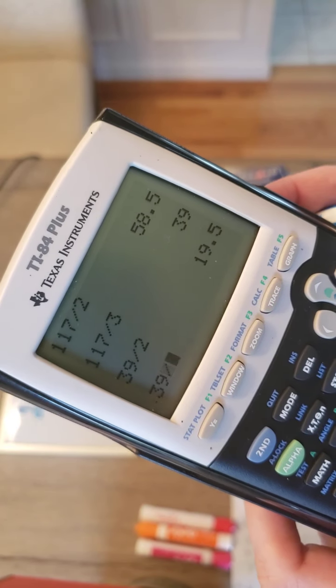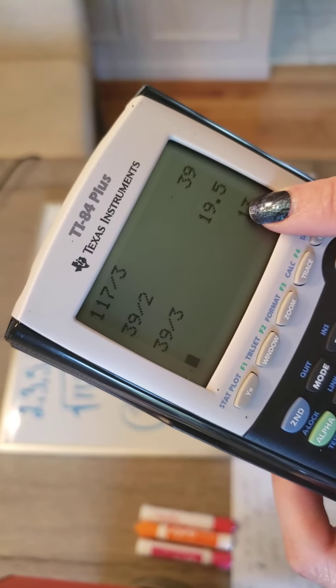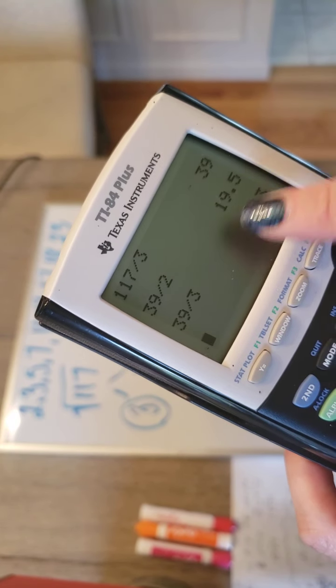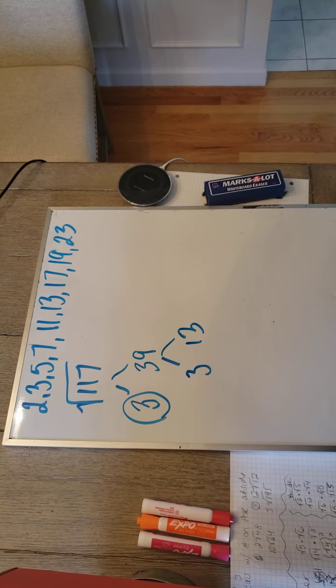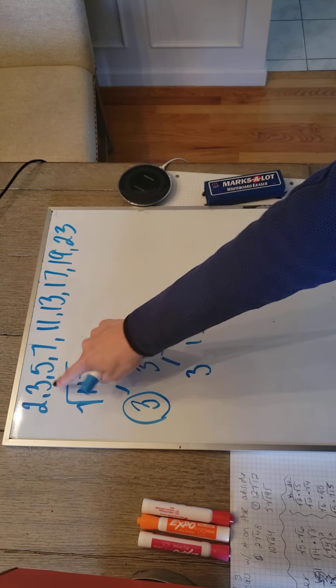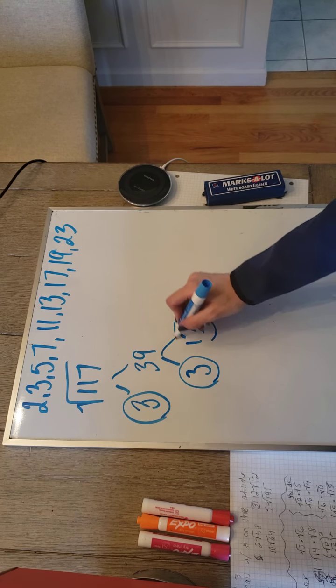Let's see if it's divisible by 3. It is. We get 3 and 13. So we know 3 times 13 is 39. So 3 and 13 go here. 3 is prime, so we circle it. 13 is prime, so we circle it.